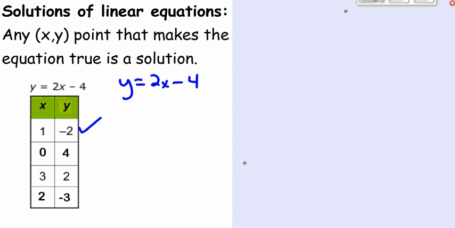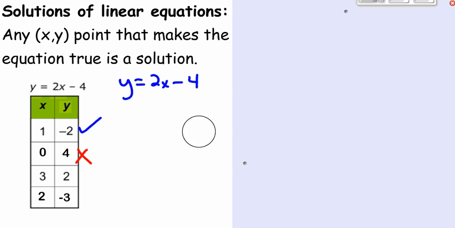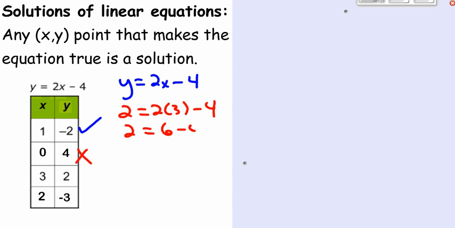0, comma 4. So y is 4. X is 0. So 4 equals 0 minus 4. So now I have 4 equals -4. This one does not check. Okay, so this one is a no. All right, next one. 3 and 2. X is 3, y is 2. So 2 goes in for y, 3 goes in for x. That's going to give me 2 equals 6 minus 4. 2 is equal to 2. That one checks.